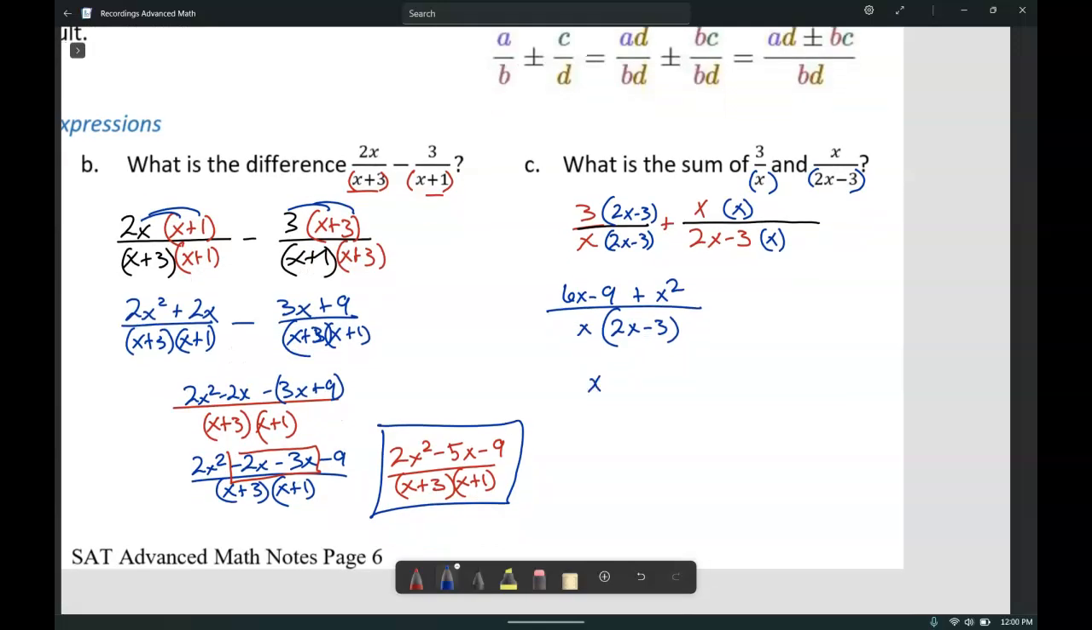Rewrite it in standard form. x squared plus 6x minus 9 over x, 2x minus 3. And we try to see if we can factor. There's no factors of negative 9 that add to positive 6, so we can't factor it. So that's as simplified as we can get.